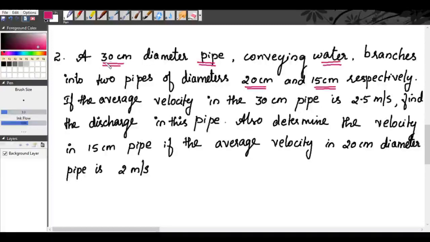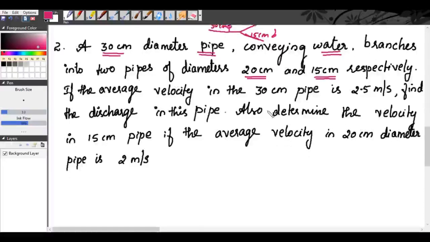So, you have a 30 centimeter pipe. It is divided into two branches. So, this is a 30 centimeter diameter pipe, dividing into two branches. One is 20 centimeter diameter and another is 15 centimeter diameter. If the average velocity, so first of all we will draw the pipes, right?